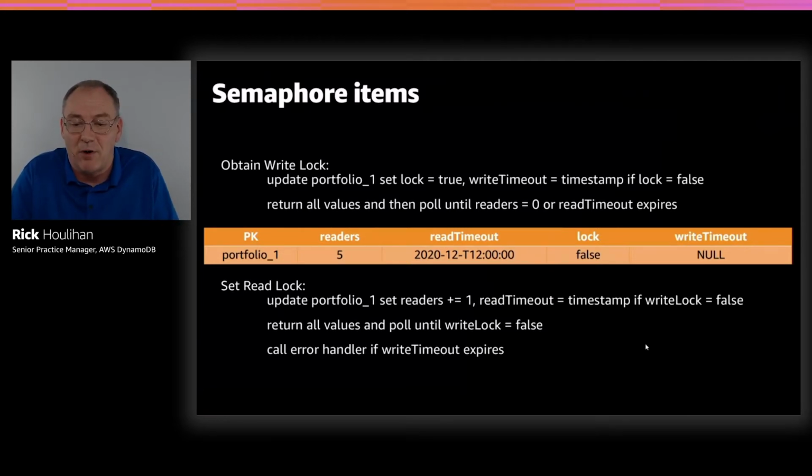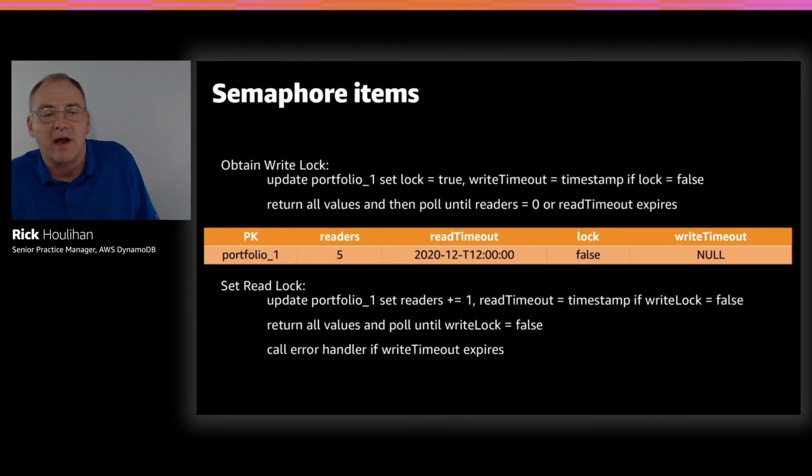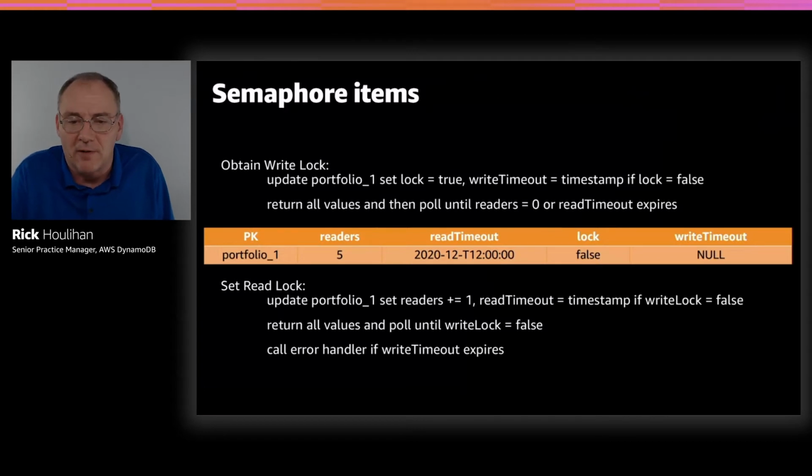So the reader is going to poll. As long as the write lock is true, the reader will poll back until the write lock becomes false. And if the write timeout expires, then the reader calls an error handler. So it's the read side that calls the error handler. The write lock is free to ignore the read timeout. He doesn't care. You could call an error handler there to clean up whatever stale reader process there is, but you really don't need to, because when you're done writing the portfolio, you're just going to reset the entire semaphore item to an initialized state, right? 0 readers, null timeouts, no lock, and then you just move on from there.